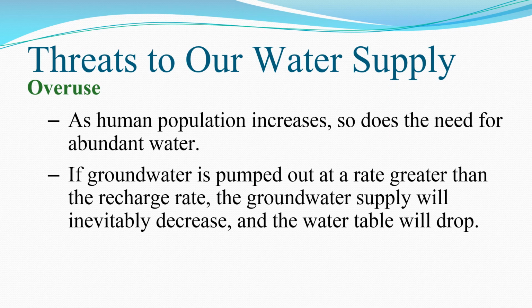The thing is, another threat to our water supply is overusing. As we keep on increasing, so does the need for water. If groundwater is pumped out at a greater rate, it will basically decrease and the water table will drop.